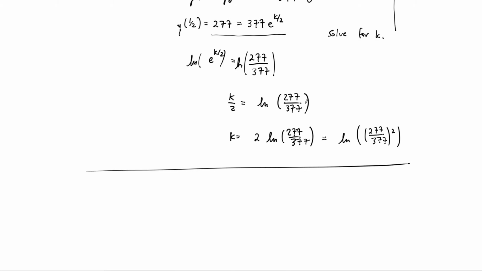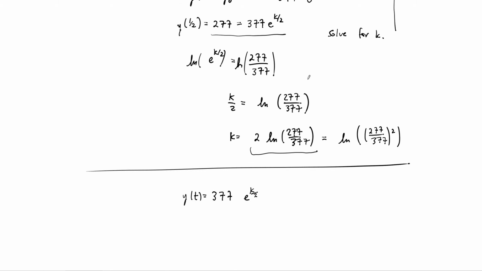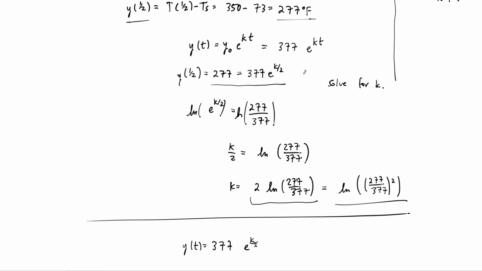So let's plug back into our equation. We have y of t is equal to 377 e to the k over 2t. So I'm going to go back to this one, right? So e to the k over 2. Whoops, oh no, that's not right. E to the kt. Yeah, let's go with this one. I'm looking at the wrong thing here. So e to the kt, that's this one.